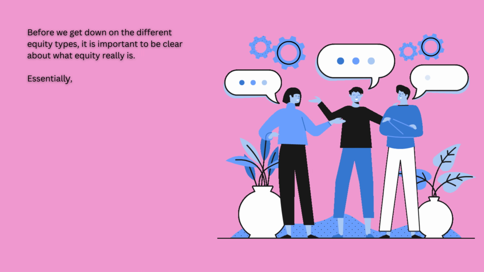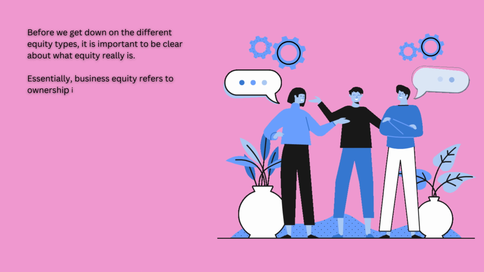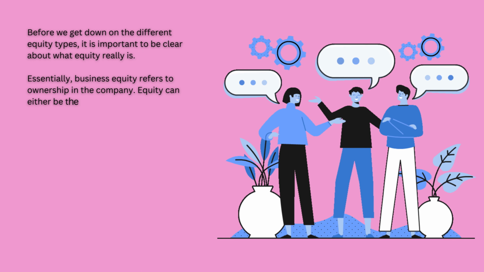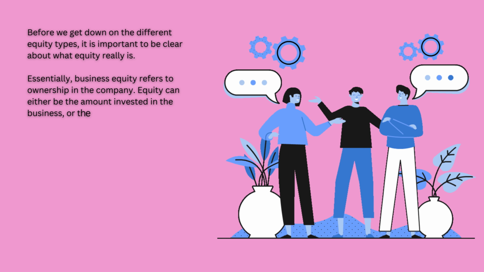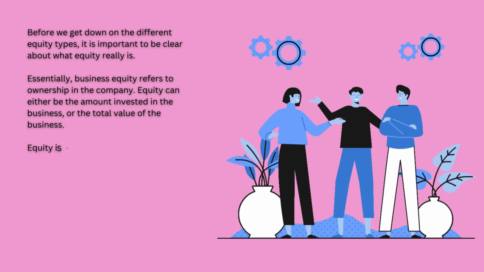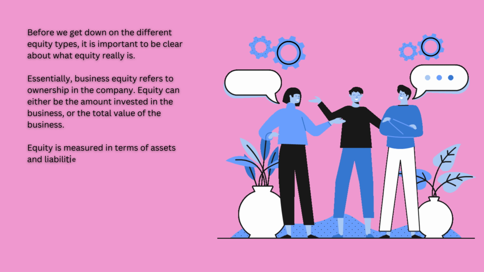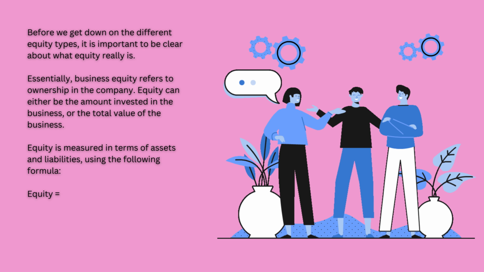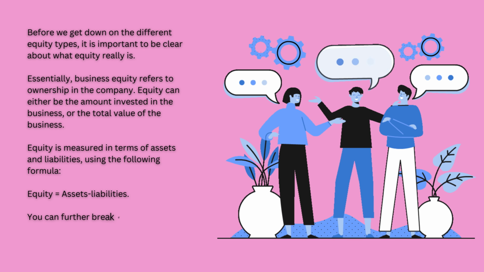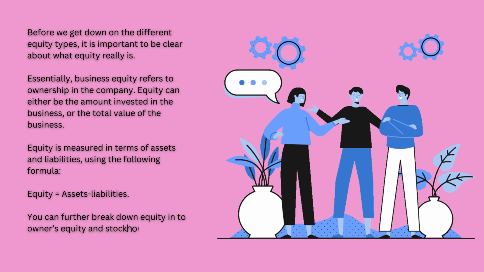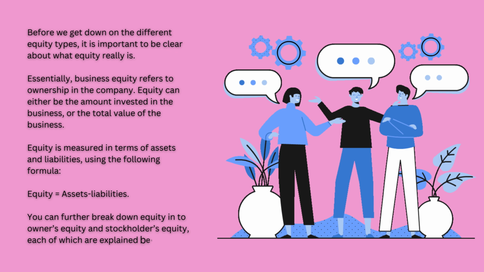Essentially, business equity refers to ownership in the company. Equity can either be the amount invested in the business, or the total value of the business. Equity is measured in terms of assets and liabilities, using the following formula: equity equals assets minus liabilities. You can further break down equity into owner's equity and stockholders' equity, each of which is explained below.